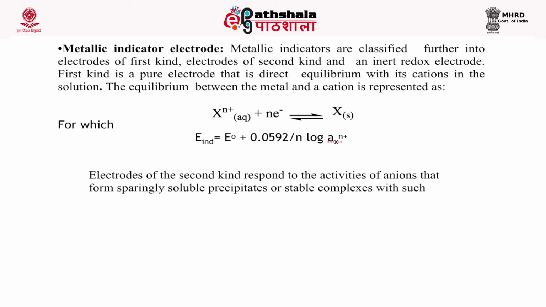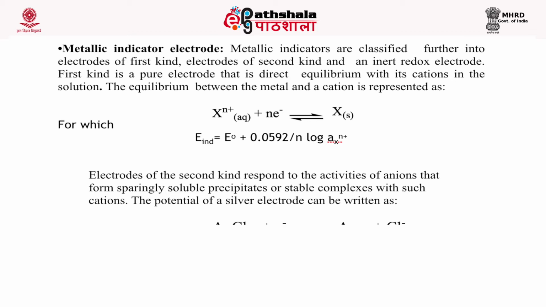The metallic indicators are not very selective and respond not only to their own cations, due to which these are not widely used for potentiometric determinations. For example, a copper electrode cannot be used for the determination of copper 2+ in the presence of silver 1+ because the electrode potential is also a function of the silver ion concentration. Similarly, many electrodes cannot be used for determination purposes.